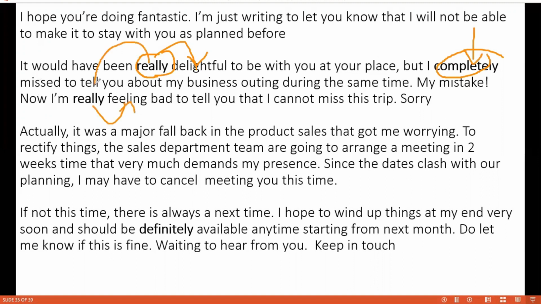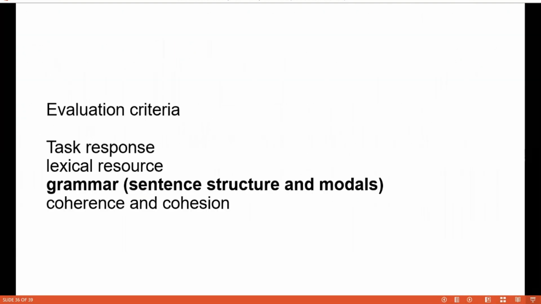If you think you have repeated the word, then maybe you can use a different word or you can remove it. And I hope to wind up things. See, these are some of the informal phrases you've got to use. And here, at my end very soon, and should be definitely available. I should be available; should be definitely available is actually giving a better meaning. So wherever possible, you've got to use the modifier. And that's all about the lexical resource.